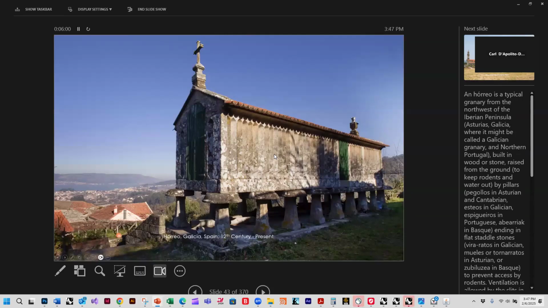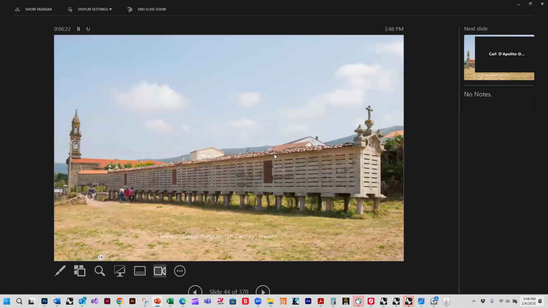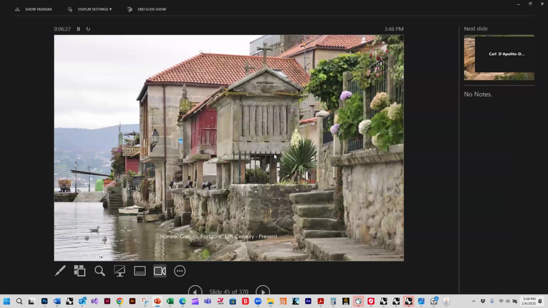Then there's these Horeos in Spain. These are grain storage, and they're lifted up to be free of moisture, and it rains a lot, so they need to be porous, so the wind blows through little holes, and cools and ventilates the grain all over the place there.